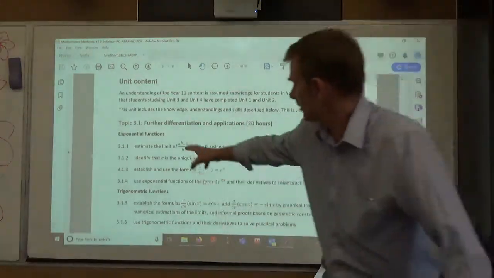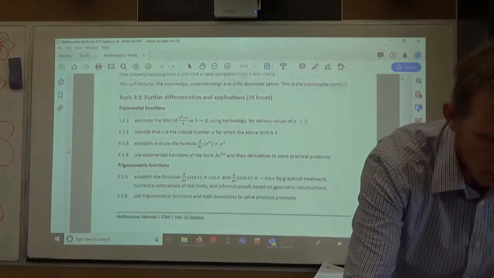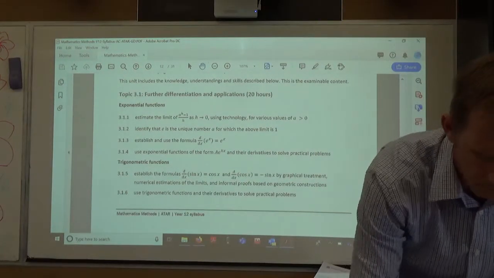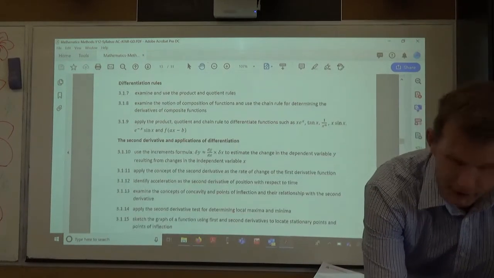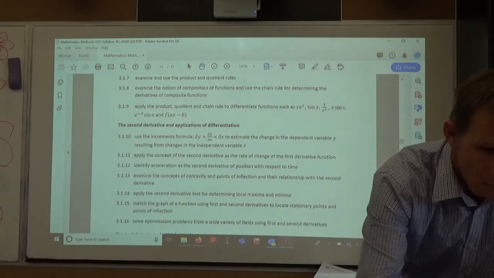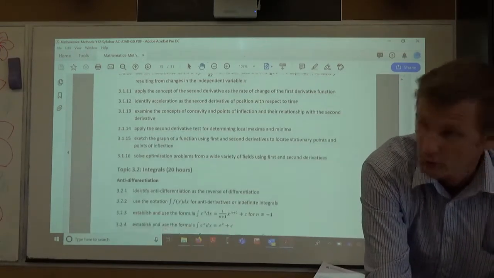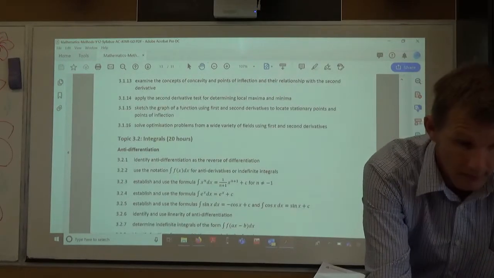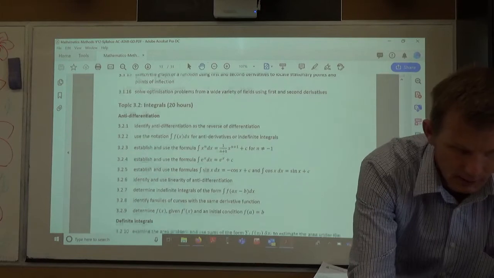They're broken up here and then subheadings. You can see how it goes. We scroll on through. There's a whole lot going on here. Differentiation, we did some of that last year, but we do a bit more again. Second derivative, even more again. We're into integrals or anti-differentiation. We did a little bit of that last year, but we do more fancy stuff. Look at that. Look at that notation.